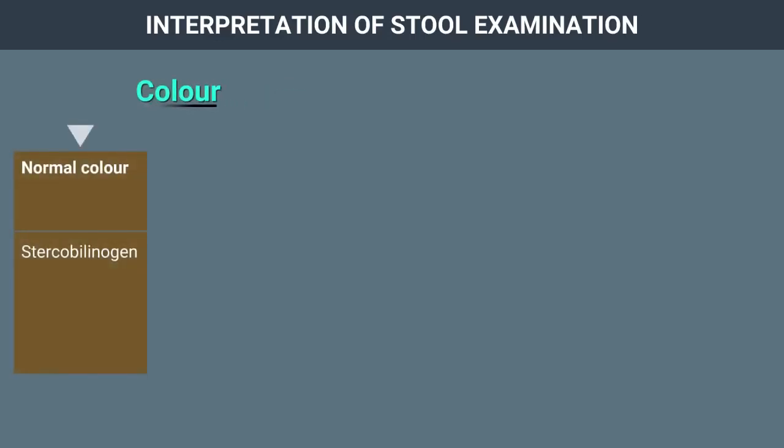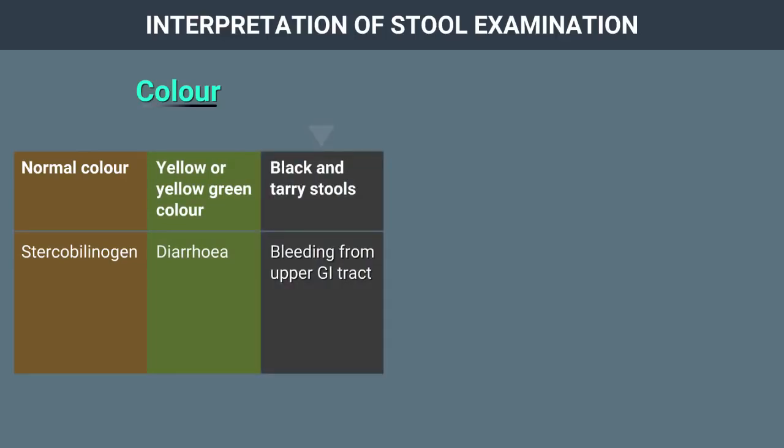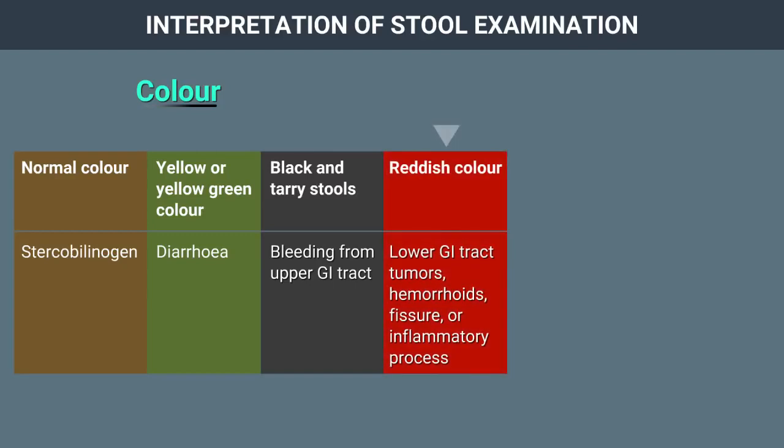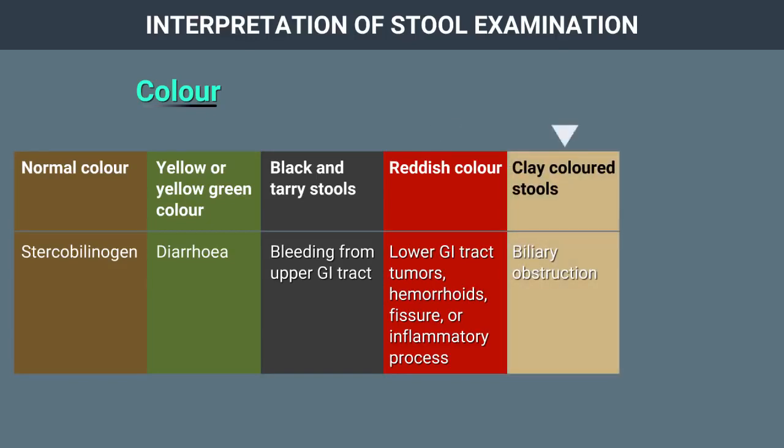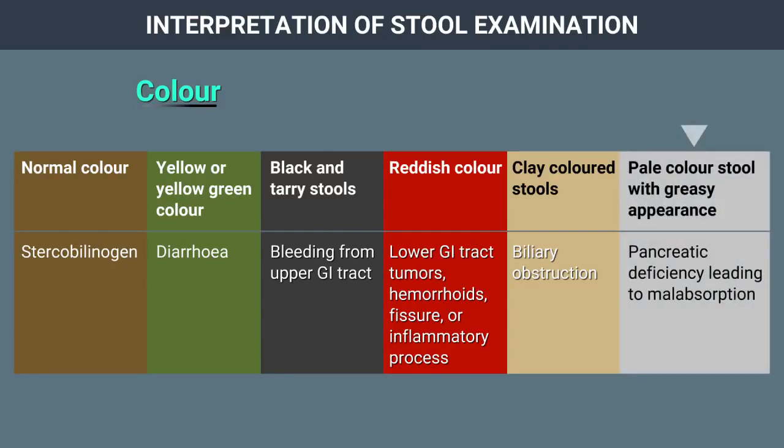Color. Normal color of the stool is due to presence of stercobilinogen. Yellow-green color is seen in diarrhea. Black and tarry stools may be seen due to bleeding from upper gastrointestinal tract. Reddish color is seen in case of lower GI tract tumors, hemorrhoids, fissure or inflammatory process. Clay-colored stools are due to biliary obstruction. Pale colored stools with greasy appearance are due to pancreatic deficiency leading to malabsorption.